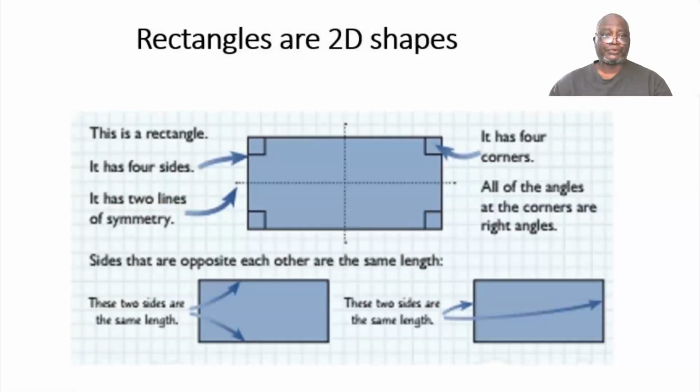Rectangles are 2D shapes. Here is an image of a rectangle. You can see the opposite sides are equal. You can see that it has 4 right angles, and a significant difference between the rectangle and a square is that the rectangle has only 2 lines of symmetry. Study it for a minute before you turn to the next slide.